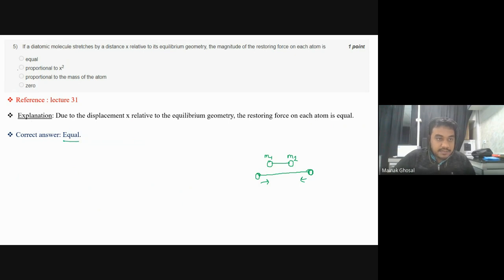Is it proportional to x square? No, never. Proportional to mass of the atom? No. And is it zero? No. So the answer will be equal.